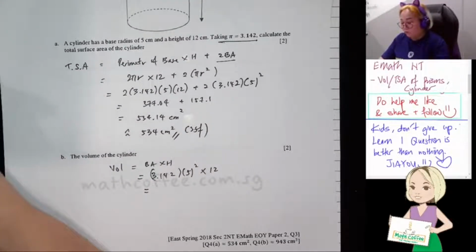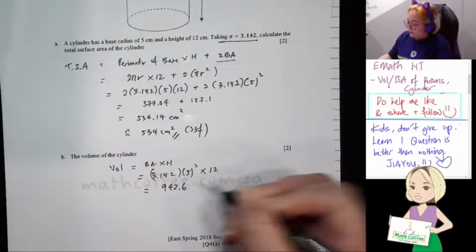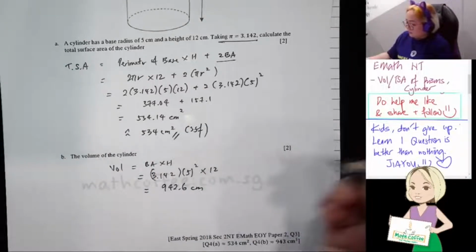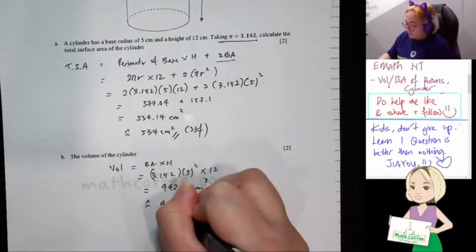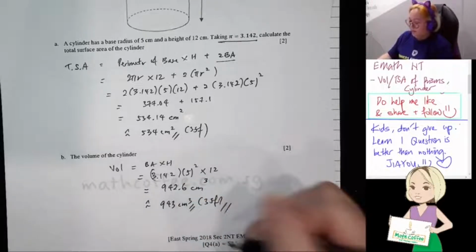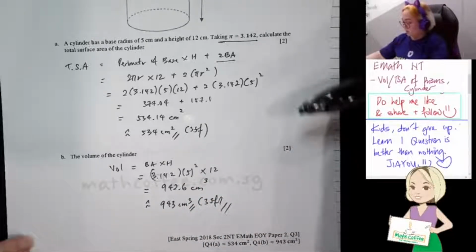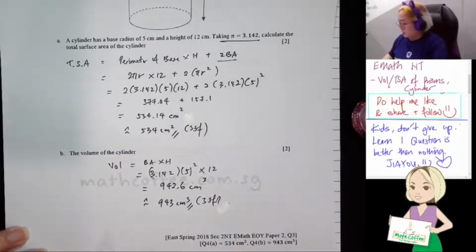So you will have 3.142 times 5 squared times 12, and that will give us 942.6 cm cubed. Round off to 3SF, 943 cm cubed, 3SF, and we are done. Okay, so this is how you do question number 4. Easy, easy.